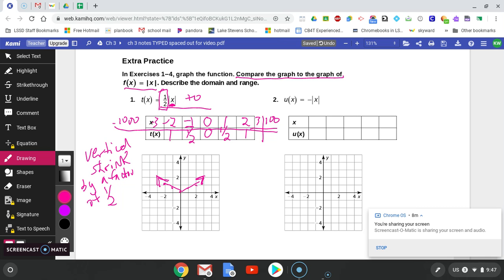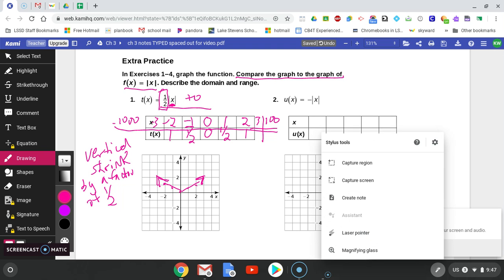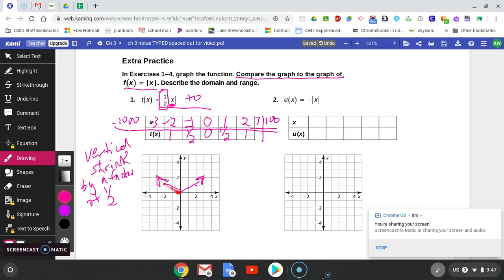So because my arrows are going left and right forever, they're going to continue going up. That means that my domain is all real numbers. In other words, it's going to go left and right forever.